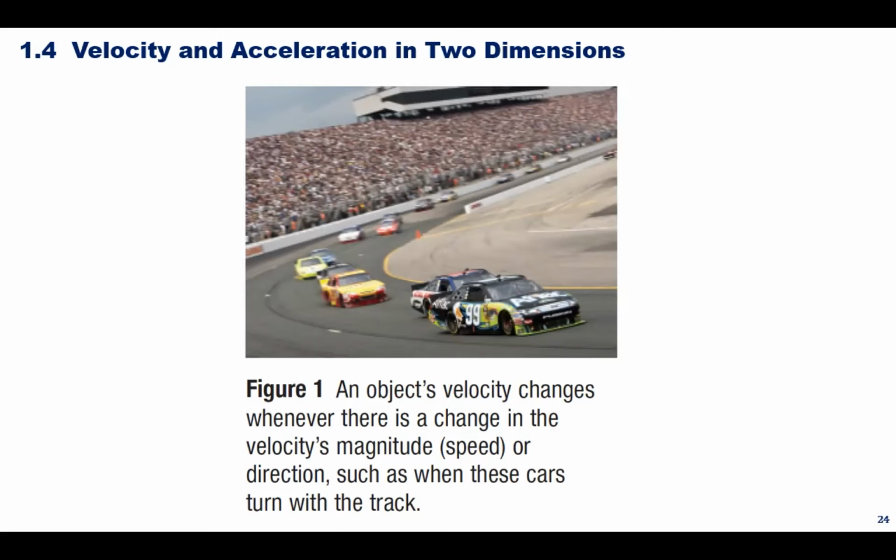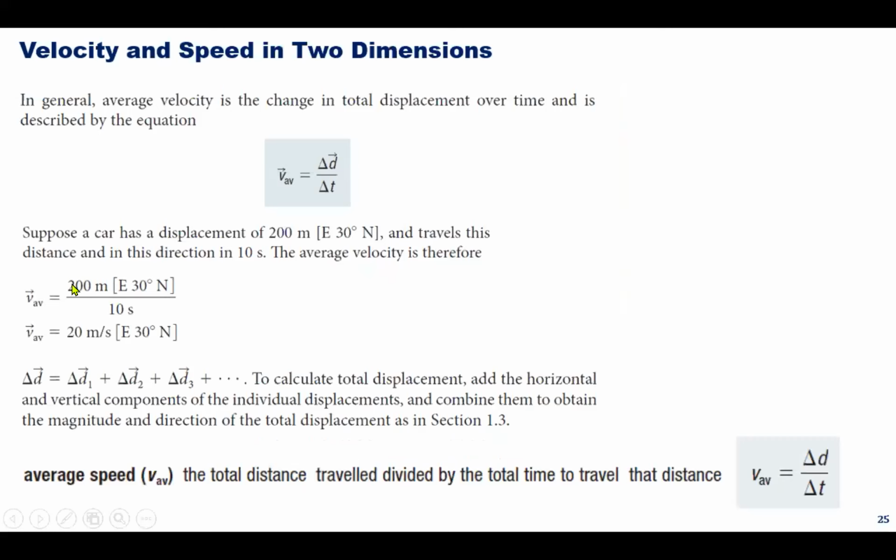Now that you are familiar with the component method for adding vectors, you can use this method to calculate two-dimensional average velocity and average acceleration. So first, let's have a look at velocity and speed in two dimensions and then subtracting vectors. Okay, velocity and speed in two dimensions.